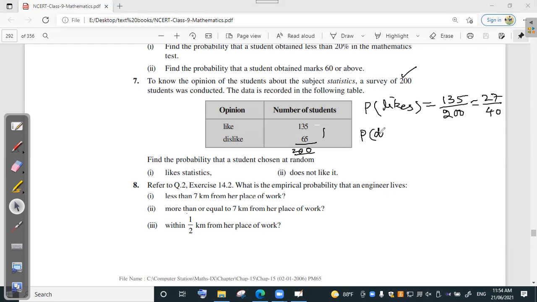Probability of dislike is equal to number of favorable cases. Dislikes are 65 upon 200, and cancel by 5 again. 5 fours are 20, 5 times 13 is 65. So it is 13 by 40. Okay, got it.